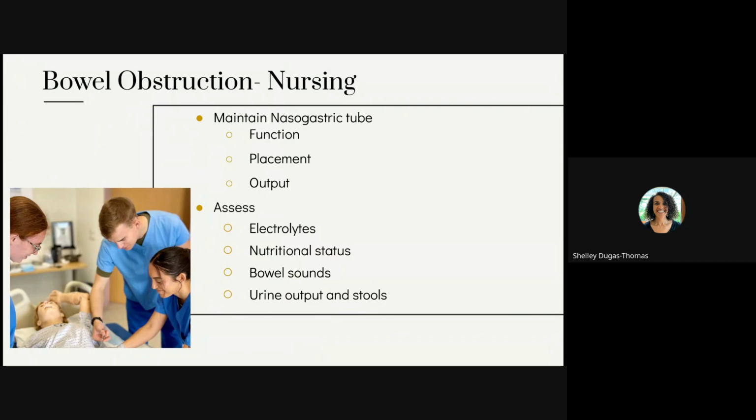Nursing management includes nasogastric tube care, which you guys are working on that skill right now, monitoring function, placement, and output, assessing patient comfort and tube patency, and that's done through X-ray. Patient monitoring is done through electrolytes to detect imbalances, and nutritional status. So you can do that through weight and how much of their diet they're eating, bowel sounds, and urine output and stool patterns.